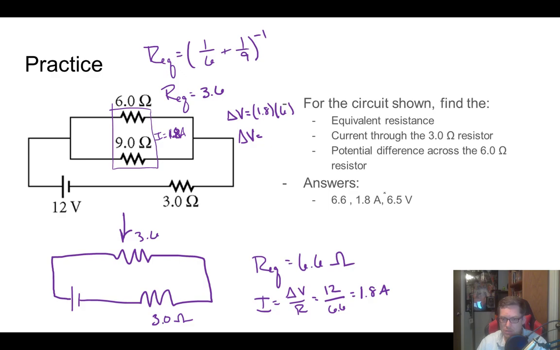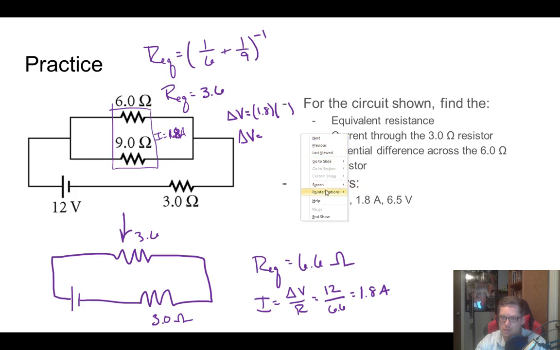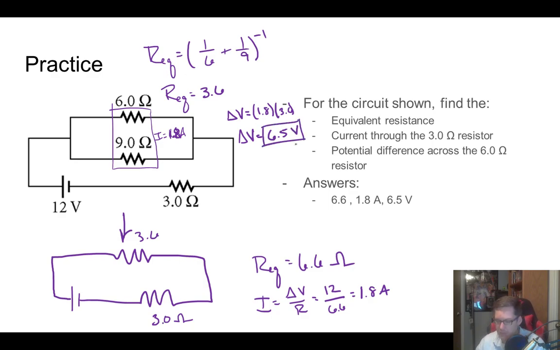oh, but sorry. We don't use that because that is the resistor. I'm sure some of you are screaming at your computer screen. We don't use that because that is the resistor. We want the equivalent resistance, which was the 3.6. All right, so 1.8 times 3.6. See, this stuff's kind of tricky. So that would be 6.5 volts. And that's that. So these can be kind of tricky.